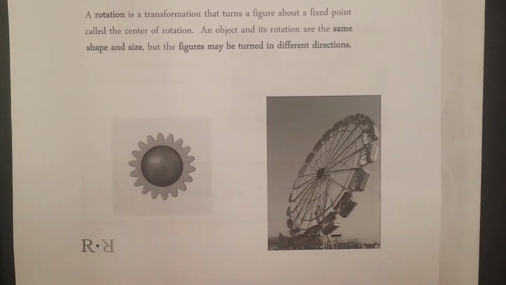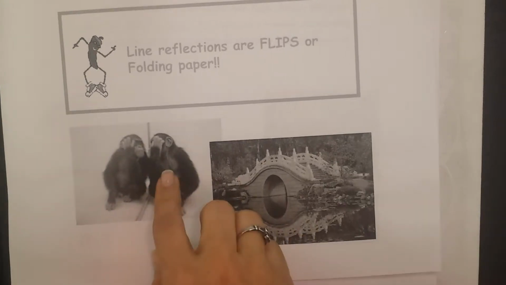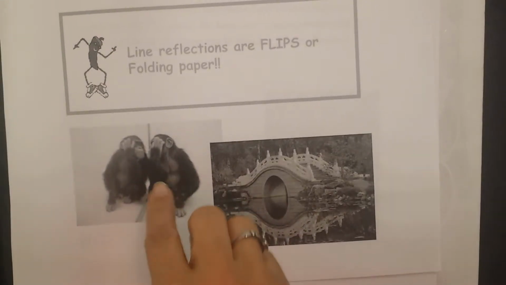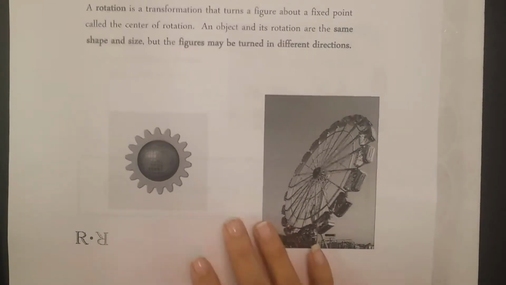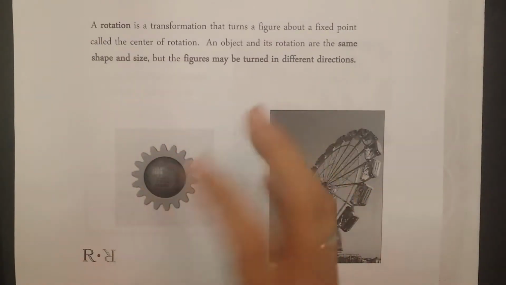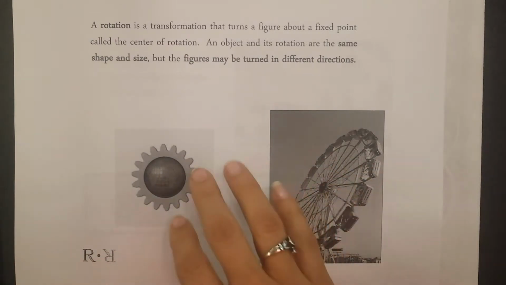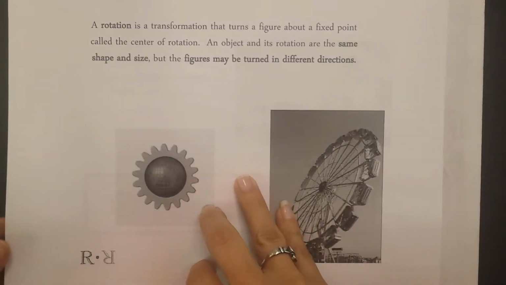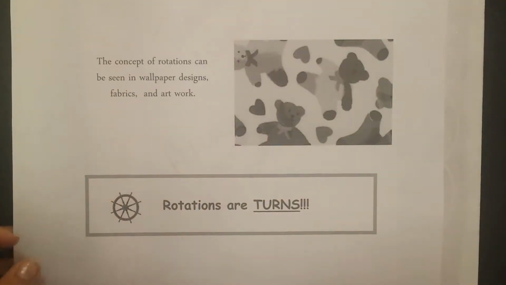Oh, and by the way, real quick, with the reflection, the shape doesn't change. It's still the same. When you look in the mirror, you don't change. You're still the same. You're just flipped over. Same thing with the rotation. You just turn the image. It does not change in size or shape. It's the same one. It's just turned around. And when you look at rotation, there are going to be 2 things that you need to know.